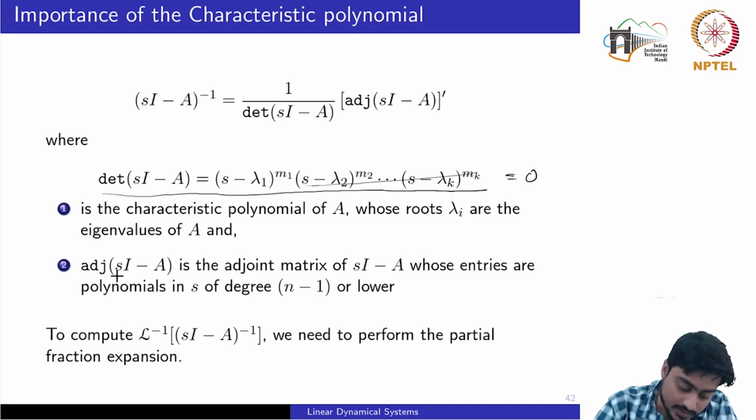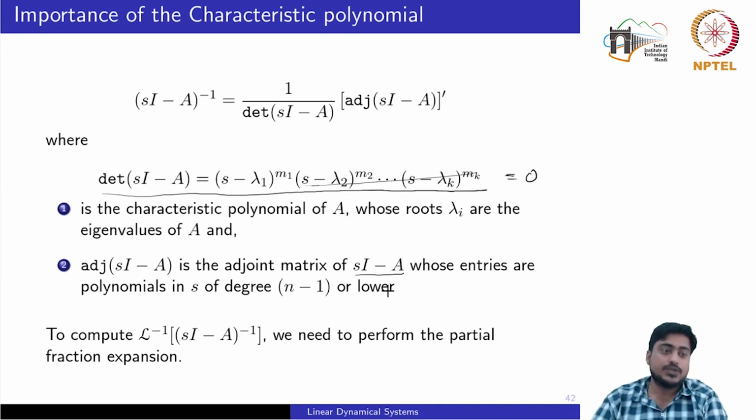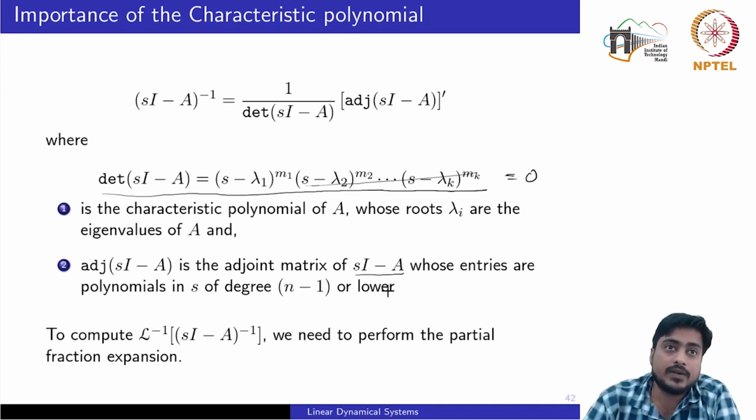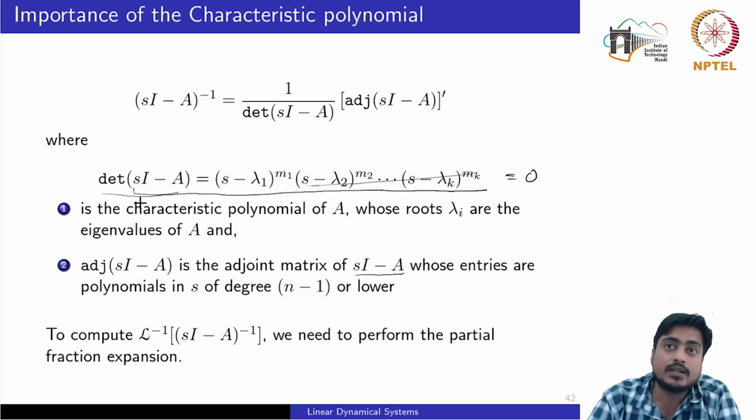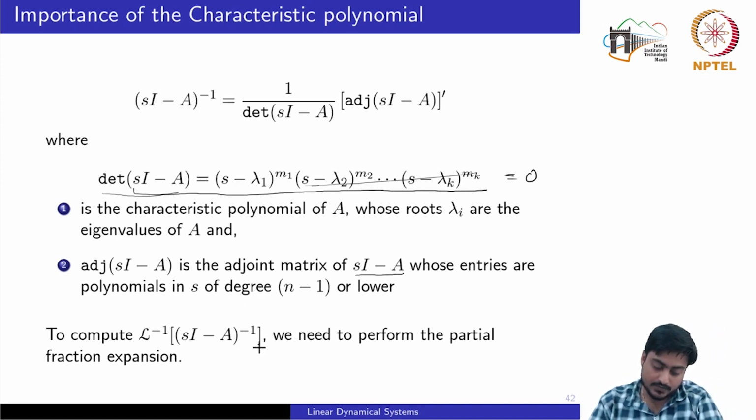Now this adjoint of sI minus A is the adjoint matrix of the matrix sI minus A, whose entries are polynomials in s of degree n minus 1 or lower. So we know that if our A matrix is an n cross n matrix, then the determinant of this part would have degree n. But when we take the adjoint of sI minus A, it would always have degree up to n minus 1.